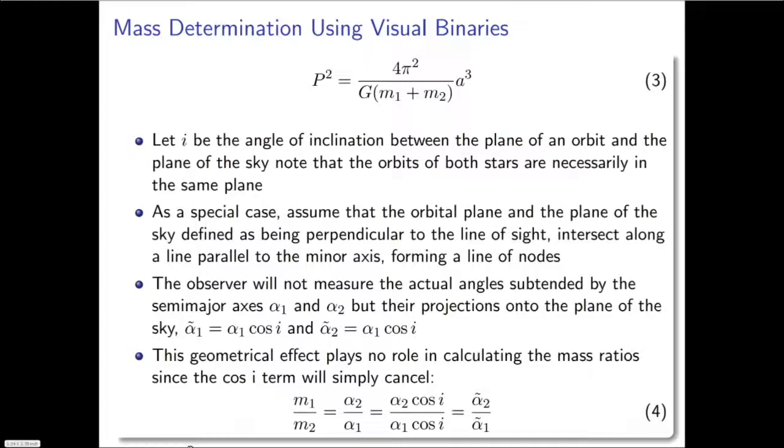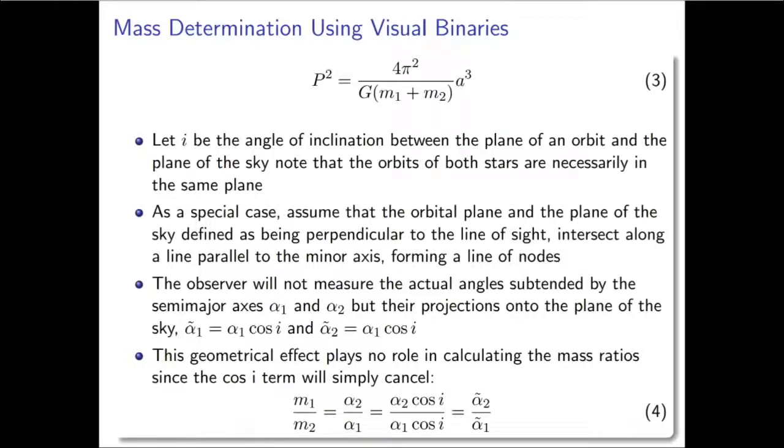So basically, what does it mean? It means that when you are observing I, what you are actually seeing is just the projection of that particular angle. You are seeing the projection, and the ratio of that projected angle, or the projection of the angle which is being subtended, is the ratio of the masses of the two binary system. This is very important to understand.